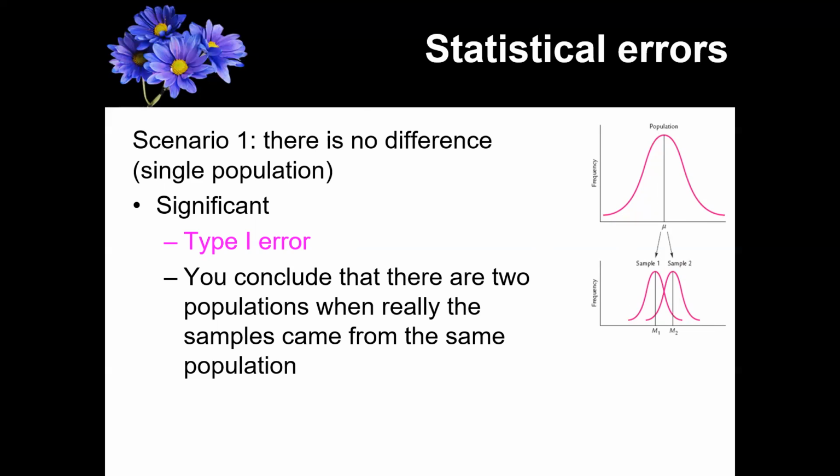This is also known as a type 1 error. Again, you conclude that the two populations are different when they're really not different. We've got samples that are different enough, due to sampling error, to suggest there is a difference. That's a type 1 error. In this situation, if there's no actual difference in populations, we should get a non-significant result.